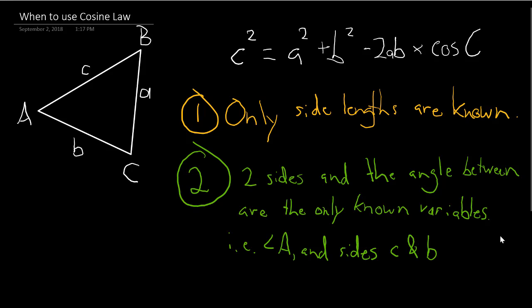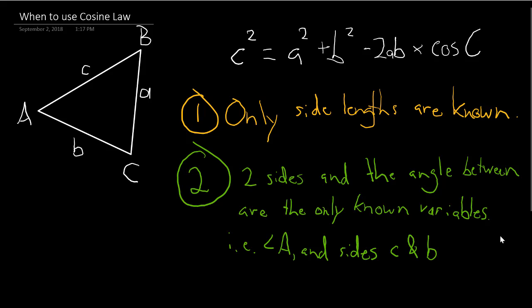Alright, so when to use cosine law, you can use cosine law whenever you have at least two sides and one angle, but I would strongly recommend using it only when you have to, because if you have sine law, it's a lot easier to solve. There's a lot less calculations, and you'll see that in the examples.